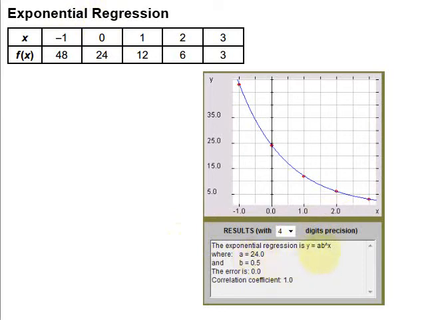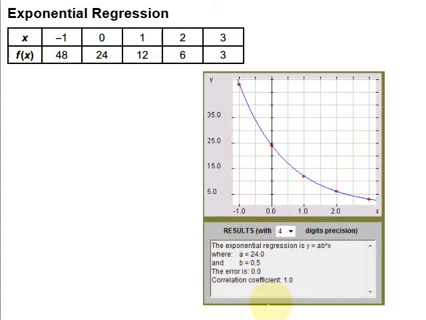So the exponential regression is going to give it to us in this form right here, y equals a times b to the x power. That's the form for an exponential function, and then it gives us the a and the b, and it also tells us the correlation coefficient right here, which, remember, being 1 means it's a perfect fit. So all of my data fits exactly. The closer it is to 1, the better my data fits. Remember, the correlation coefficient would be from 0 to 1. And the closer to 1 again, the better it fits.